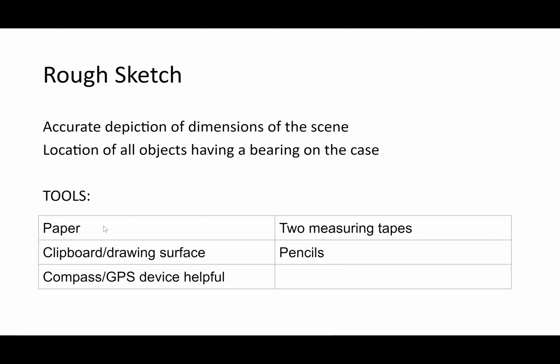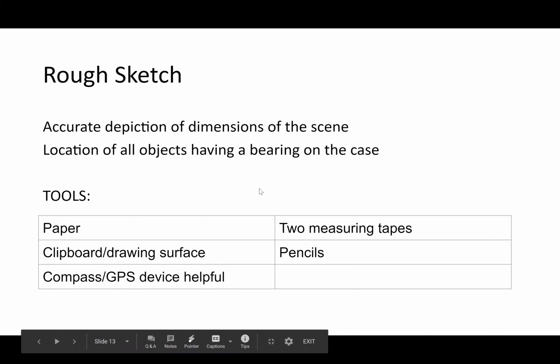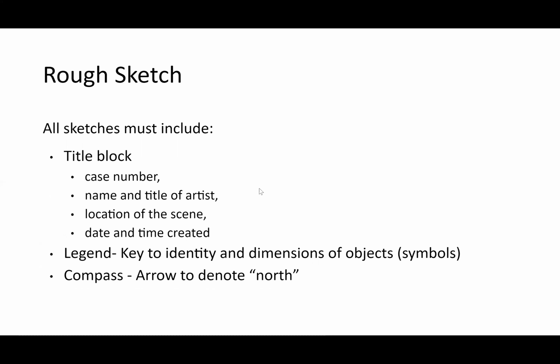So you should definitely have a paper, a couple of measuring tapes, a clipboard or drawing surface, pencils, and a compass or GPS device is helpful. So the rough sketch, and the final sketch, all sketches have to include a title block, which includes the case number, the name and title of the person making the sketch, the location of the scene, the date and time it was created.